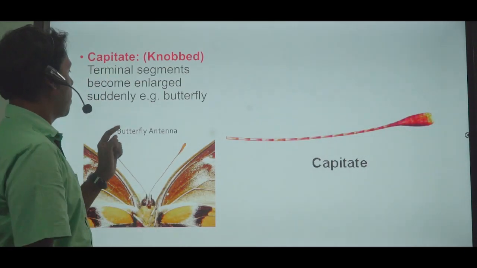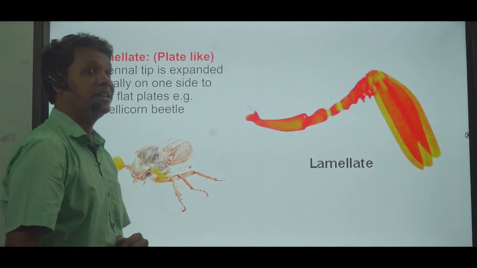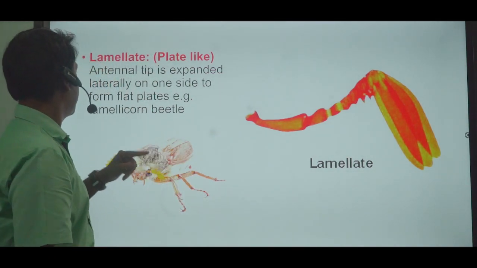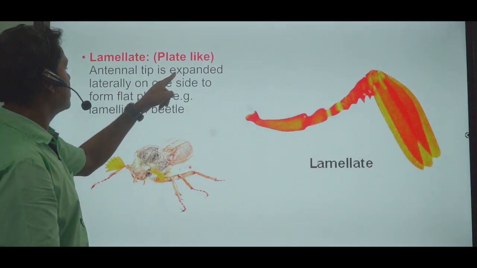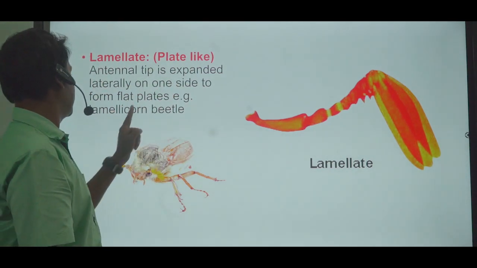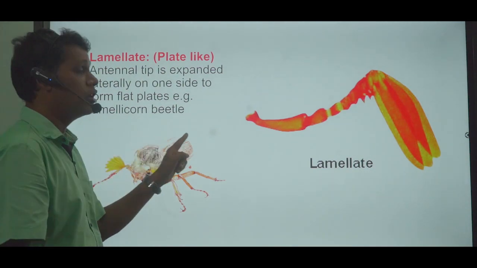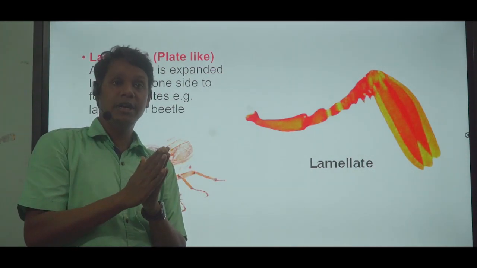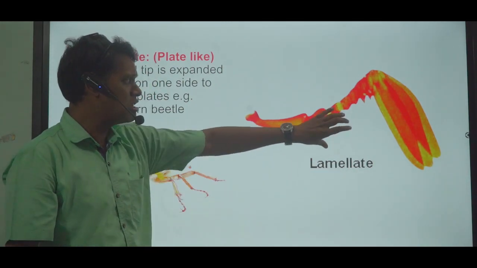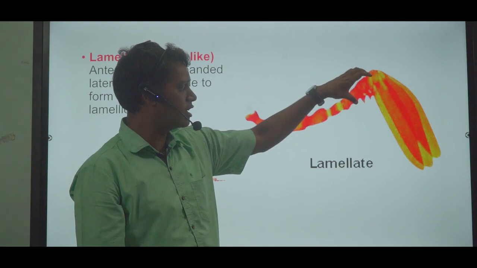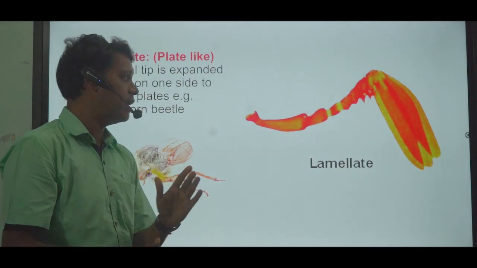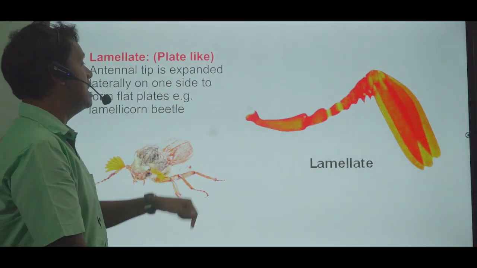Next type is lamellate antennae, plate-like or leaf-like. Here, the antennal tip is expanded laterally on one side to form flat plates. For example, the lamellicorn beetle. The name Lamellicorn is only because of the presence of lamellate antennae, that means leaf-like. At the tip region, all the segments are leaf-like or plate-like. That is why this antennae type is known as lamellate antennae.